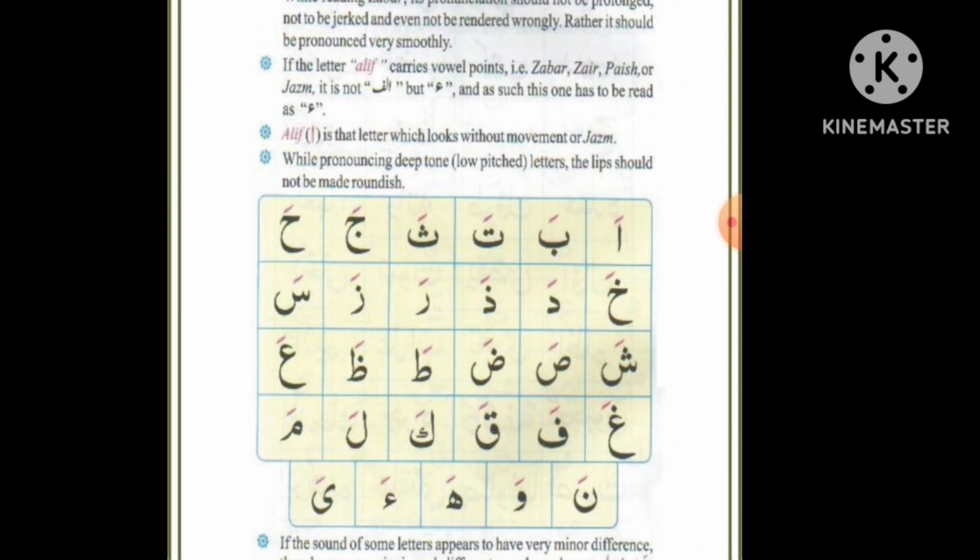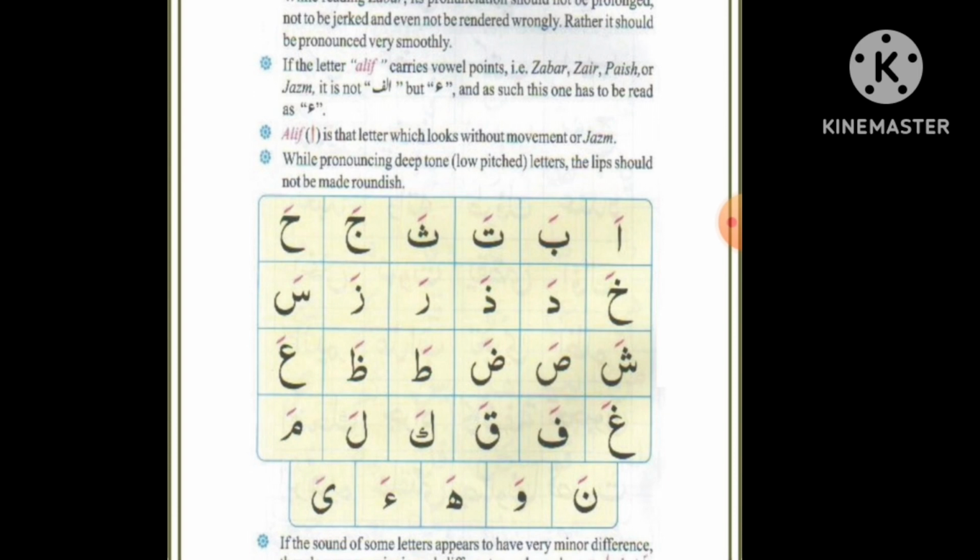Okay, so until now we learned the letters, then we learned the compound letters, like how one letter is joined with the other letter to form a word. Okay, now we are going to learn the vowel sounds.